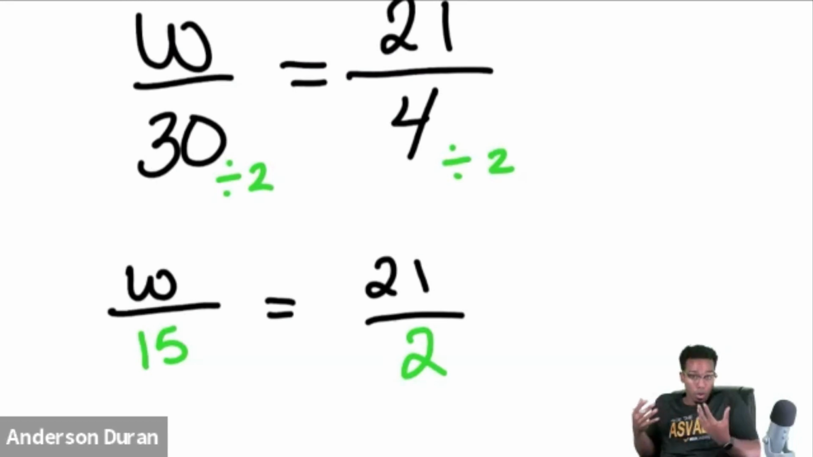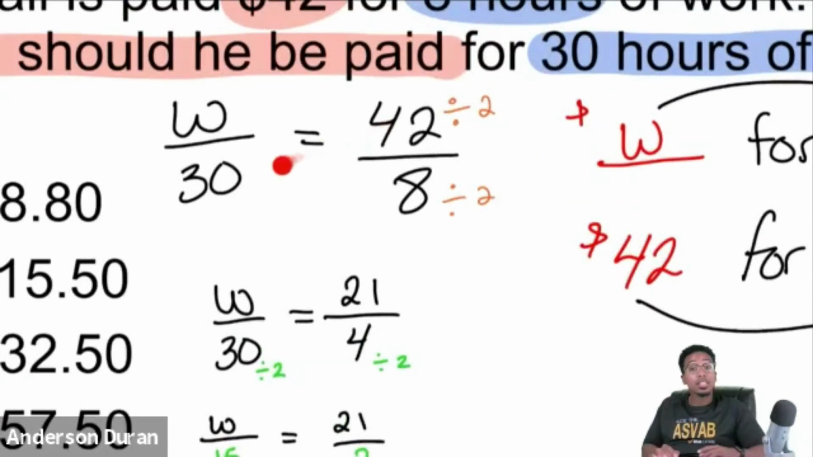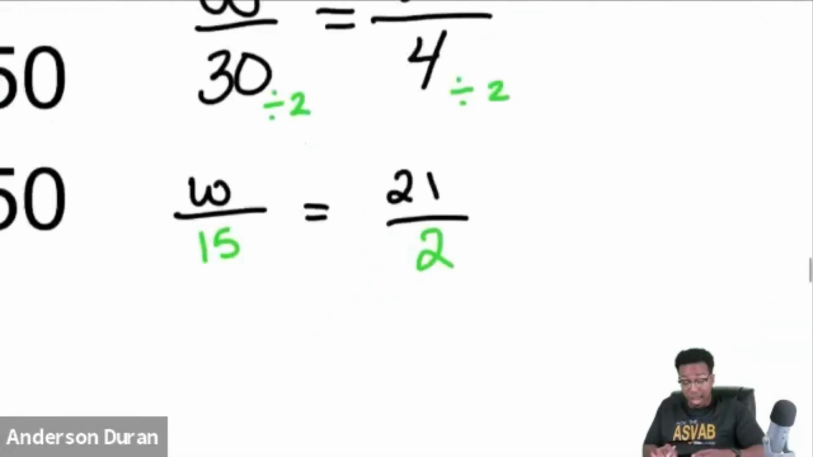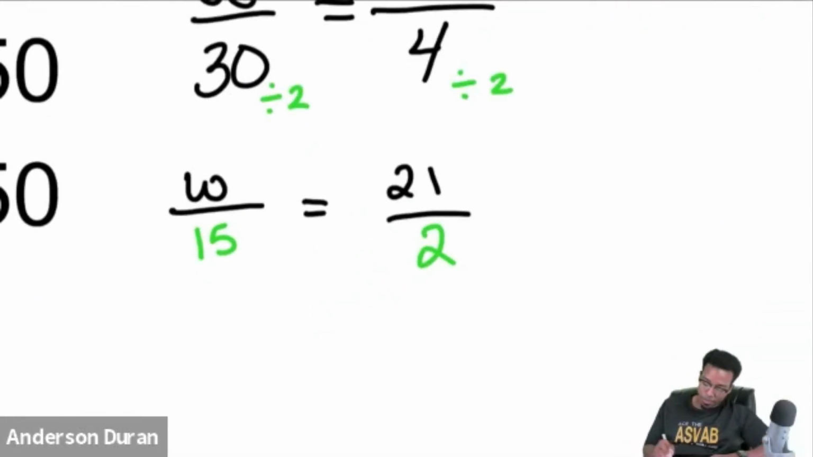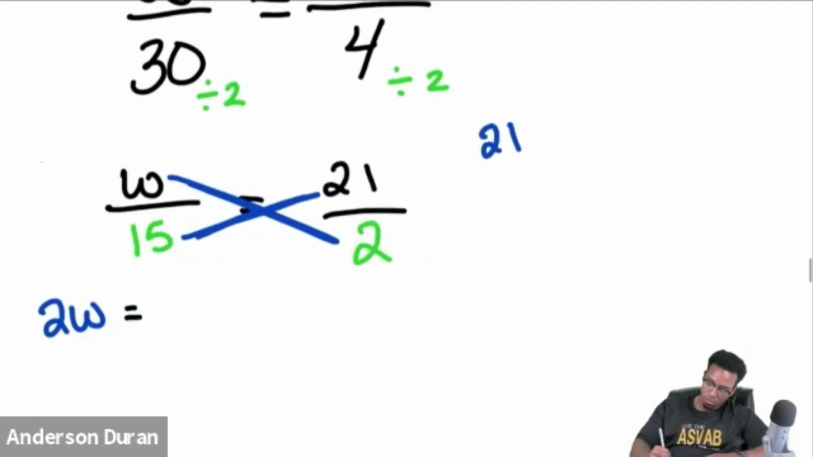Now that we're doing cross multiplication, notice that we are not dealing with 30 times 42 and W times 8. What we're dealing with is a lot easier of a situation. Everybody hit me up. W times 2 is what? Yep, W times 2 is 2W. And then we have 15 times 21. Okay, we got to do a little bit of work, and that's fine. Ain't no problem.